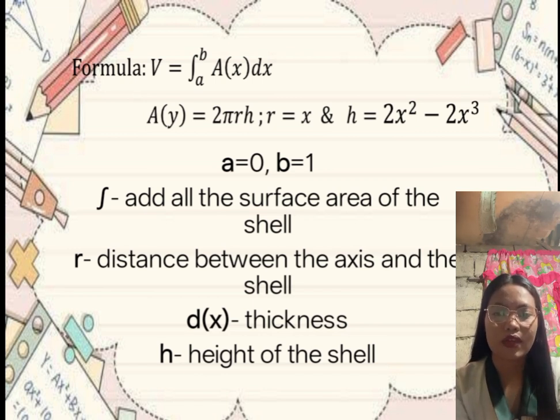So also the integral sign means that we will add all the surface area of the shell that will give us the volume of the 3D object. So we will need to find the height, the radius, and the thickness of the shell now. So our radius is simply the distance between the axis of revolution to the shell, which is x, and the height is the function given, which is y is equal to 2x squared minus 2x cubed, and the dx is the thickness, or how thick or thin the shell is.